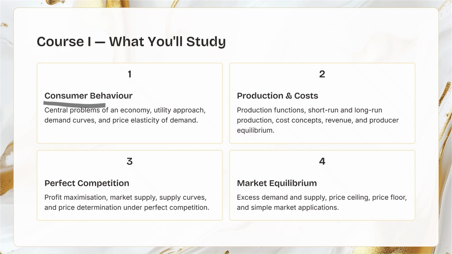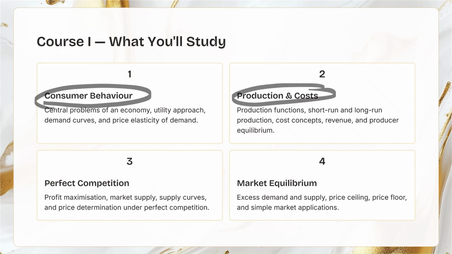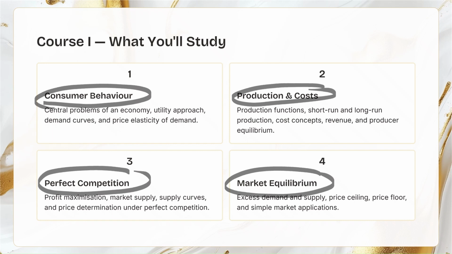It begins with consumer behavior, where you will study concepts such as utility, demand, and consumer equilibrium. The next unit focuses on production and cost, introducing production functions, cost concepts, and producer equilibrium. You will then learn about perfect competition, understanding how firms operate in competitive markets and how prices are determined. Finally, you will study market equilibrium, including concepts like excess demand, excess supply, price ceilings, and price floors. Together, these topics explain how markets function in a competitive economy.